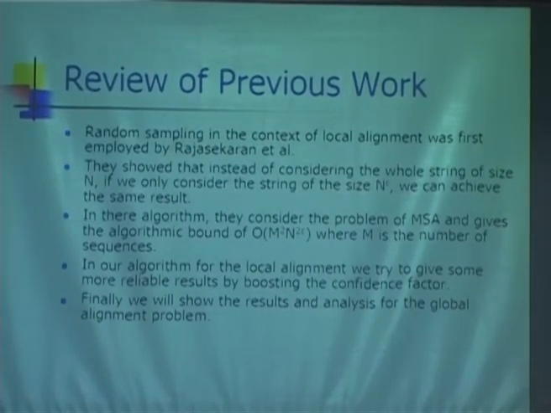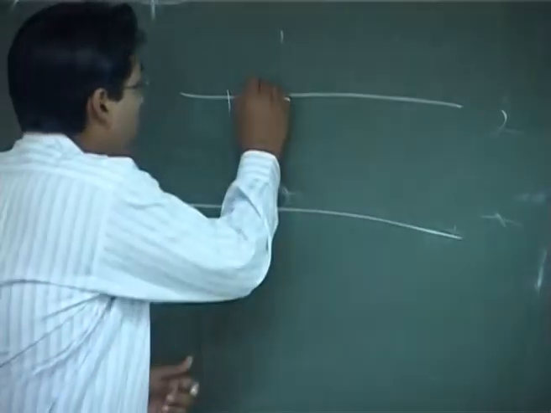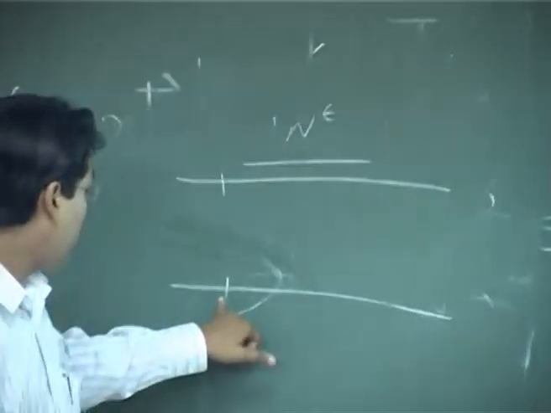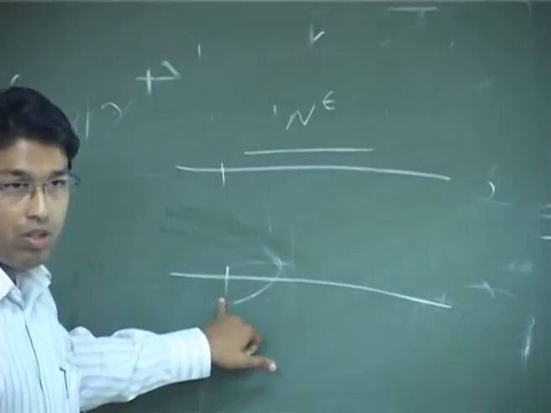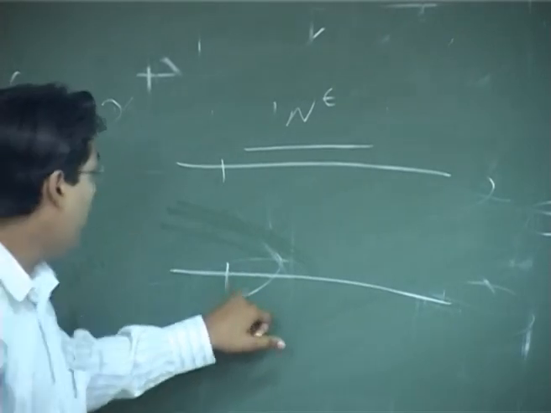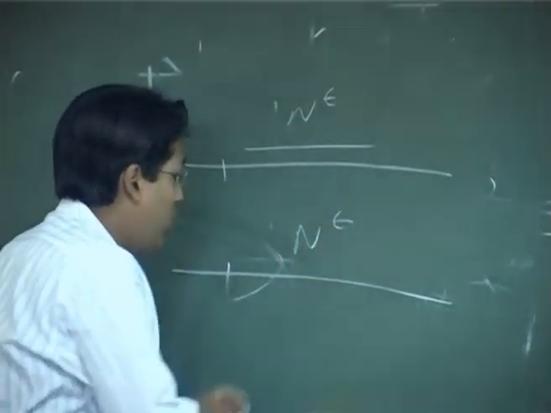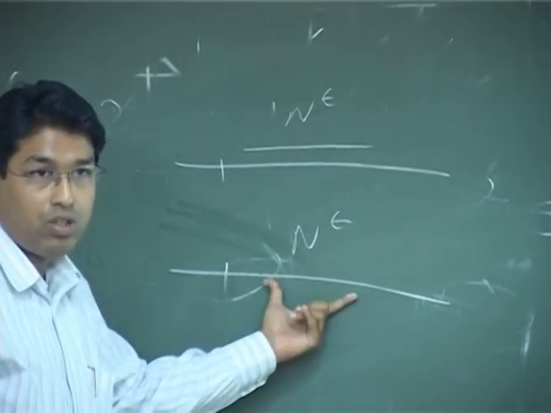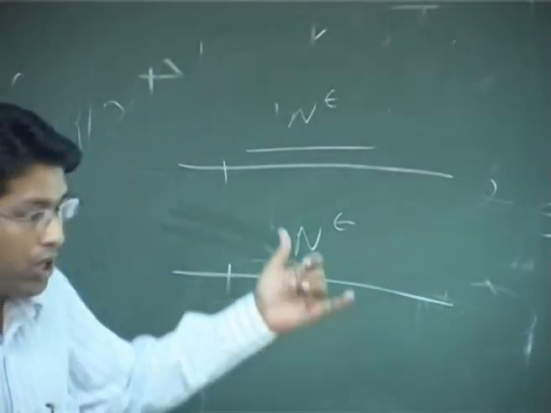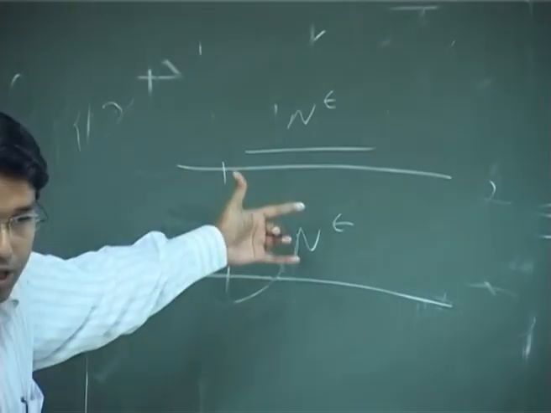for sequence analysis. What he did, he took a random position, and he took a string of length n to the power epsilon, and once again he took the same position in the second string, and he took an n to the power epsilon length substring from this string also, and he tried to align these two strings.